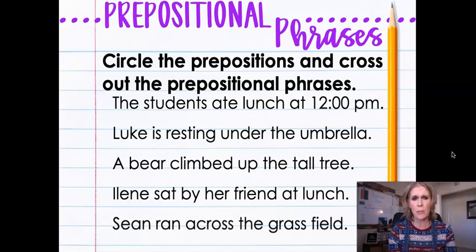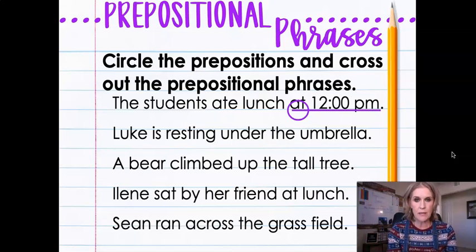Let's look at the first example. The students ate lunch at 12 p.m. We need to first look for the preposition. The is an article. That's not a preposition. Students, noun. Ate is a verb. Lunch is a noun. At, there we go. That is our preposition. That is the beginning of our prepositional phrase. Now, at what? At 12 p.m. There we go. That's our prepositional phrase. Find the preposition and the object that it's talking about. That's your prepositional phrase.